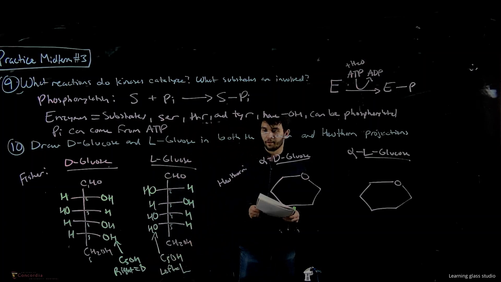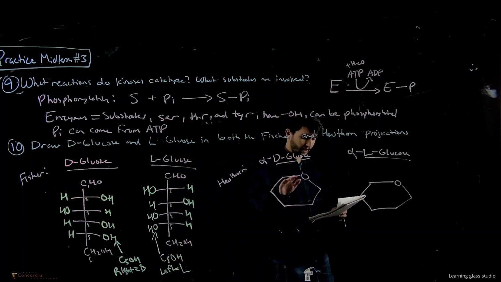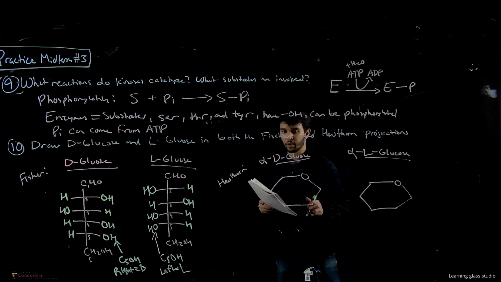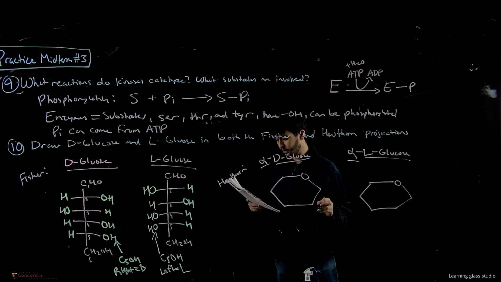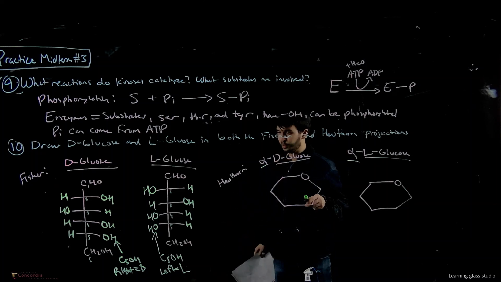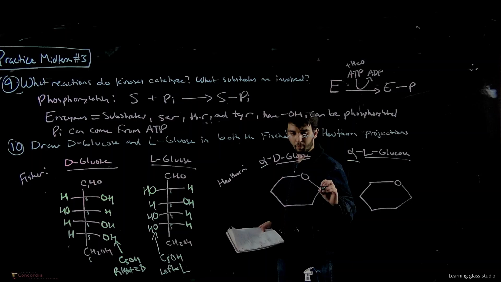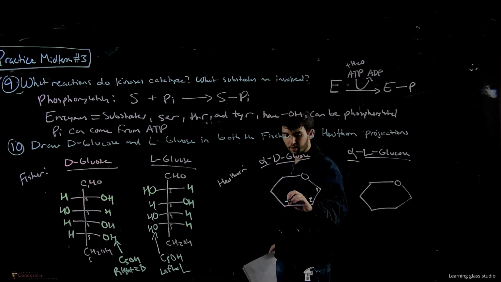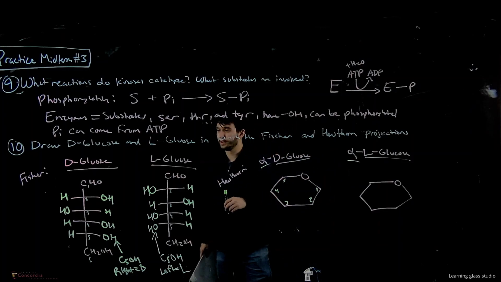Okay? Now for the Haworth projection, so these are looking at the hexagonal ones. We're going to look at just the alpha ones here. Okay? So essentially, we can number the carbons as such, 1, 2, 3, 4, 5. Carbon 6 will be coming off of carbon 5 here.